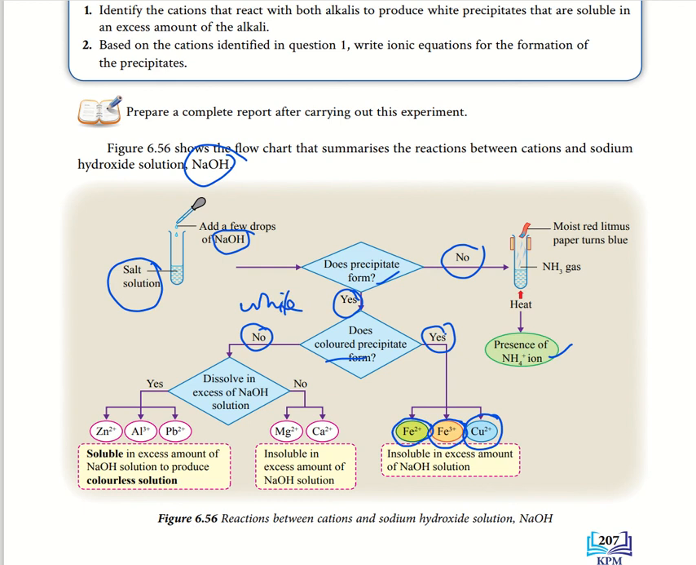If there is no color, it means it is white. So what you have to do is dissolve with excess sodium hydroxide solution. You add more sodium hydroxide solution. If the precipitate dissolves in excess sodium hydroxide solution, the cation present may be PZA: lead, zinc, aluminium. If it does not dissolve in excess sodium hydroxide solution, it is magnesium or calcium ion present, so PZA or MC.